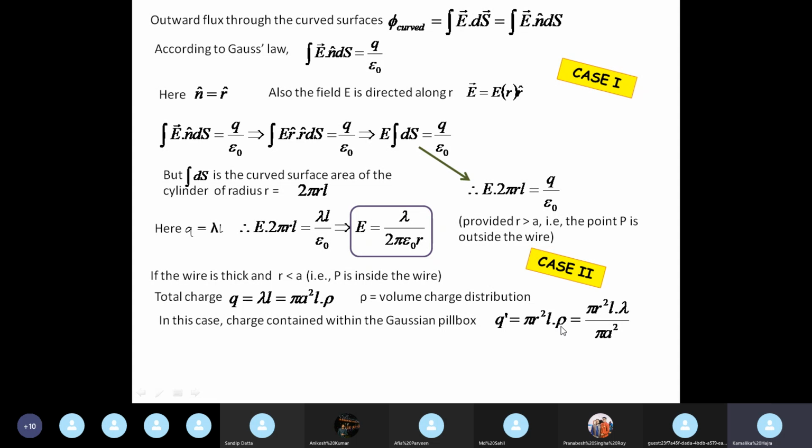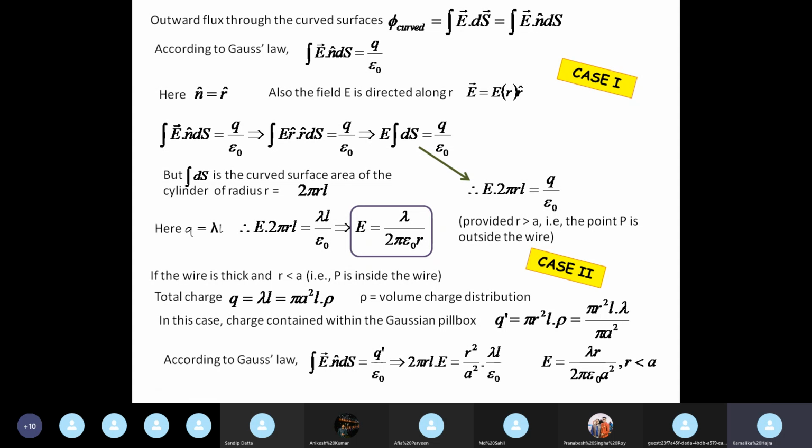In place of rho, I write it in terms of lambda, and we get pi r square L into lambda by pi a square. So now the electric field, by applying Gauss's law, satisfies the equation integral E dot dS equals Q prime by epsilon naught, where Q prime is the new enclosed charge. So 2 pi r L into E is r square by a square into lambda L by epsilon naught, where I have used this expression. So now E is equal to lambda r by 2 pi epsilon naught a square, when r is less than a.